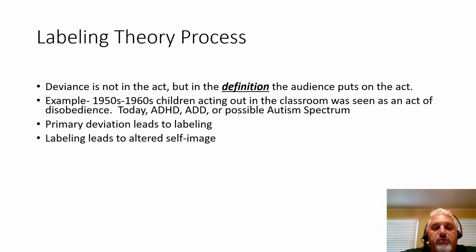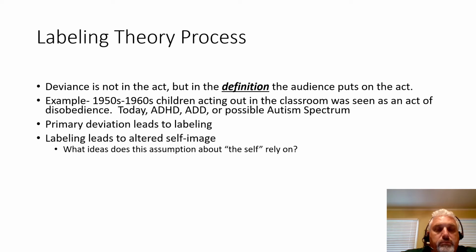Labeling itself leads to an altered self-image among those who have been labeled. What ideas does this assumption make about the self rely on? It makes the idea that our version of ourself, our self-concept, comes from the ways that other people treat us. And if other people treat us and label us as being a bad person, a disobedient student, for example, our self-concept says, okay, well, I've been labeled as a disobedient student, so maybe I am a disobedient student, and then therefore the behavior pattern will repeat itself.